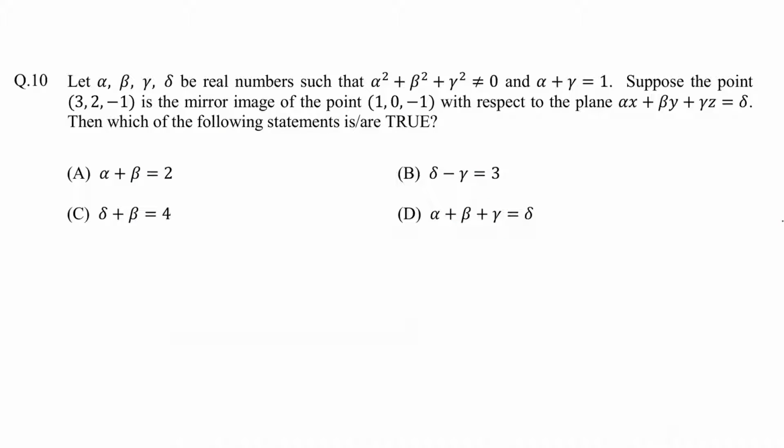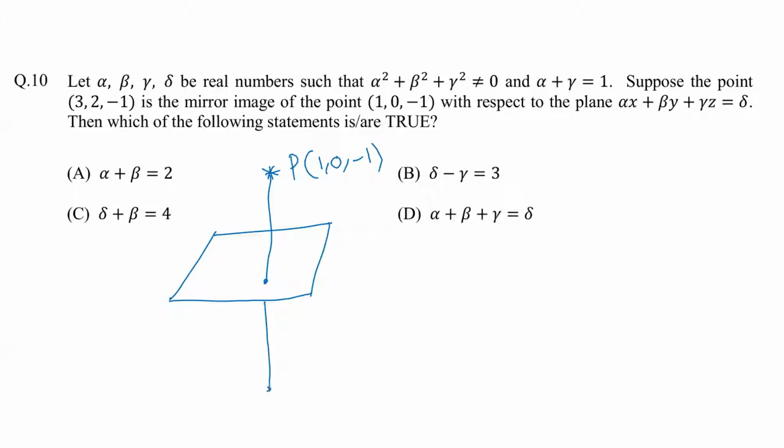So in the question they have given alpha, beta, gamma, delta are some real numbers and some relation between those numbers are given, and they are saying suppose the point 3, 2, -1 is the mirror image of this with respect to the plane. So let's take the plane, and they are saying we have a point P which is 1, 0, -1, and the mirror image of this with respect to the plane is given as Q, that is 3, 2, -1, right?